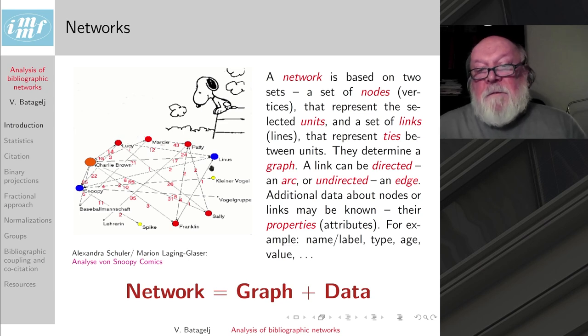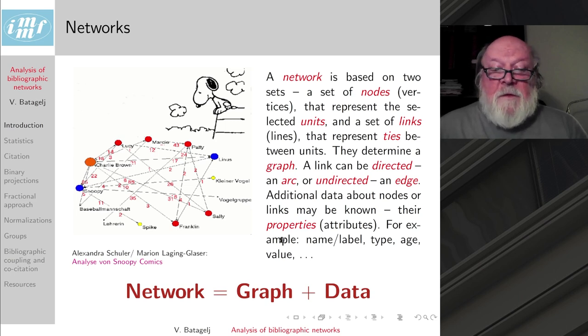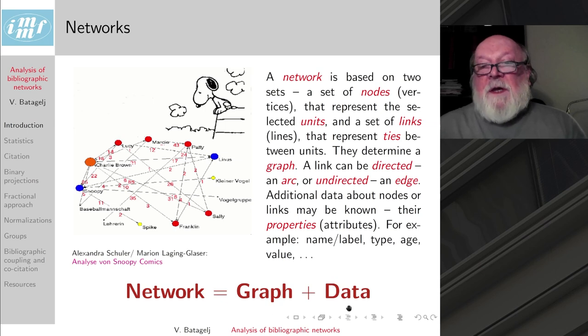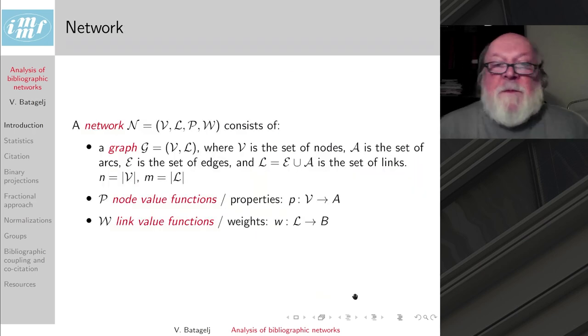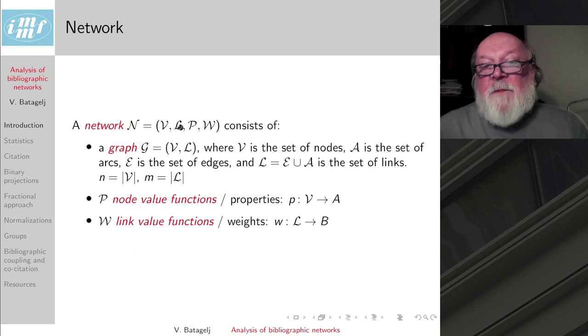So we see that in a network, we have additional data, either properties of nodes or properties of links. So we can say that a network in general consists of a graph that determines the structure of a network plus additional data about nodes and links. This can be formally expressed as: we say that a network consists of four components: set of nodes, set of links, set of node properties, and set of link properties, or they are usually called weights.